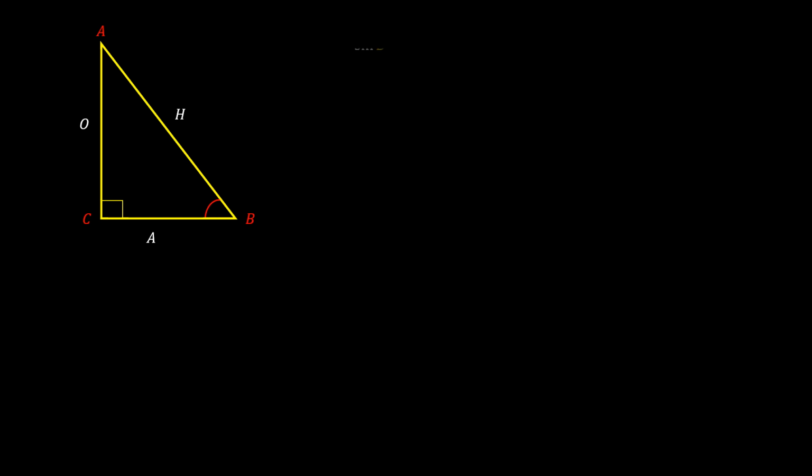To find the sine of angle B, for example, it's the opposite over the hypotenuse. The cosine of the angle is the adjacent over the hypotenuse, and the tan of the angle is the opposite over the adjacent. What about the other angle? For the other angle, this side is the adjacent now, and this is the opposite, because the adjacent is the side of the angle. And we will use the same formulas to find the three trigonometric ratios.